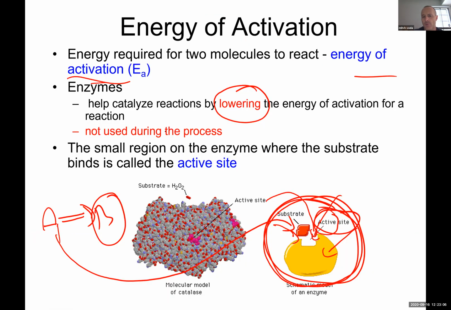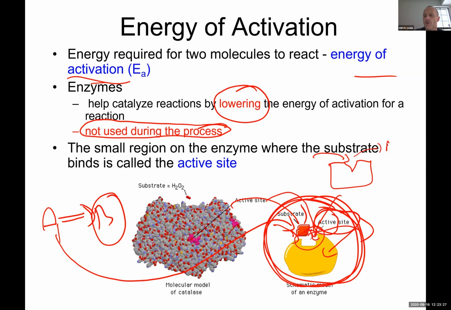Now, are enzymes used up in the process while the reactants are turned into products? No, enzymes are not used up during the process. After the enzyme does its job, it kicks out the product and picks up another substrate. So the substrate goes in there, turns into product. Now, once this product forms, another substrate comes in, and another substrate.